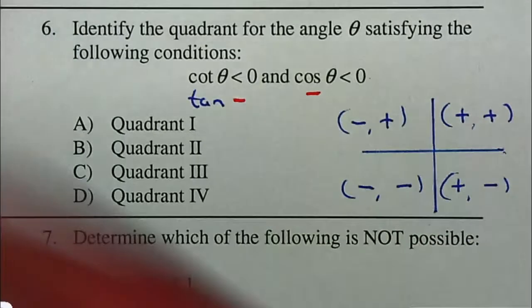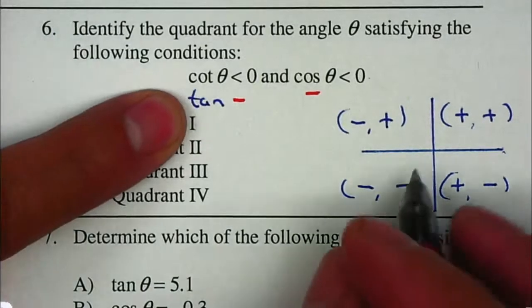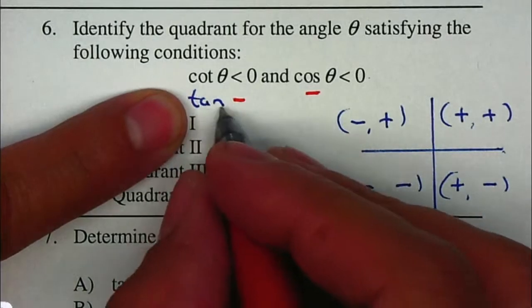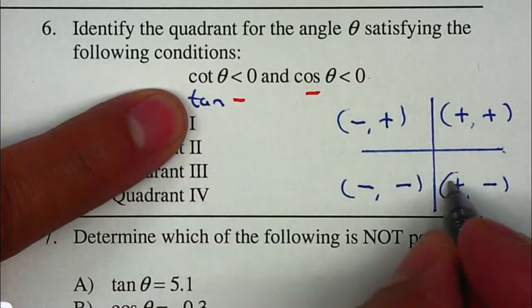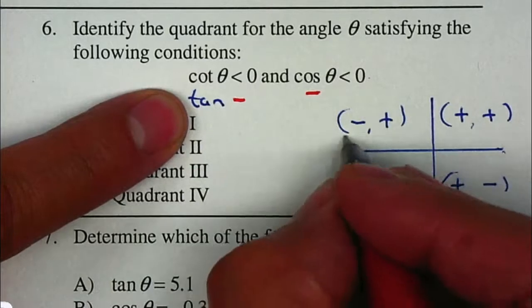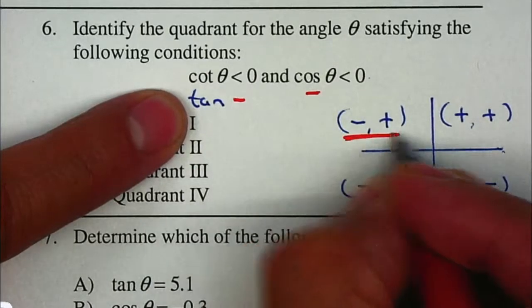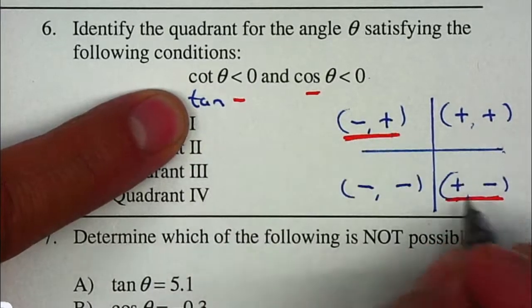Now, in order for the tangent to be negative, we know that your x's and y's should have different signs. So whenever you divide a positive by a negative, or a negative by a positive, it gives you a negative. So it's either going to be on quadrant 2 or quadrant 4.